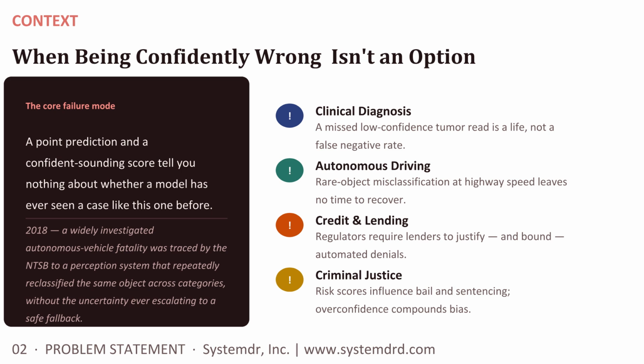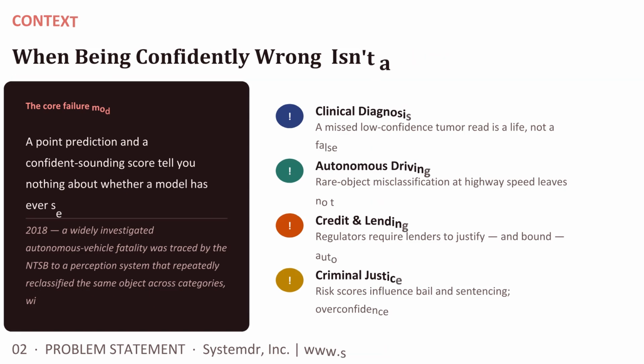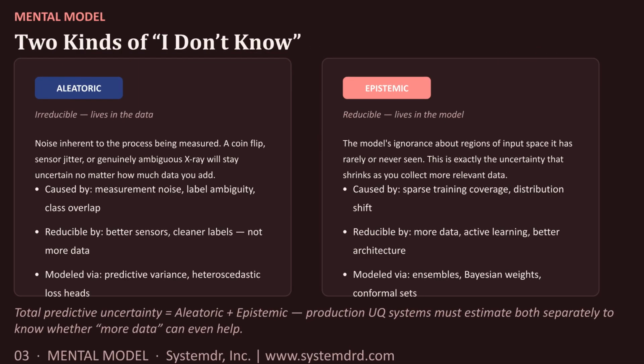So the question we need to ask isn't, is the model accurate? It's, does the model know when it's likely to be wrong? And does the system actually act on that signal? To answer that, we need a precise vocabulary for uncertainty. Let's build that next. Here's the single mental model the rest of this talk hangs on.